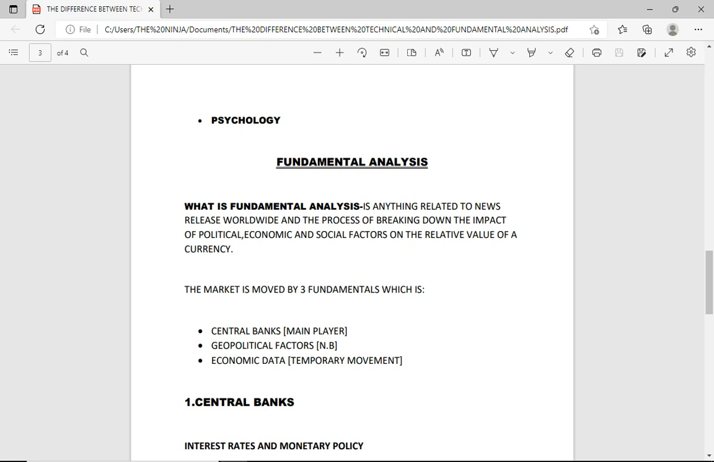So fundamental analysis, what is fundamental analysis? It is anything related to news releases worldwide, and it is the process of breaking down the impact of political, economic and social factors on the relative value of a currency. So let's say a country experiences a pandemic, like coronavirus. What happens? The currency struggles, it loses value. In these kinds of things, that's where fundamental analysis comes in. It's anything related to news releases.